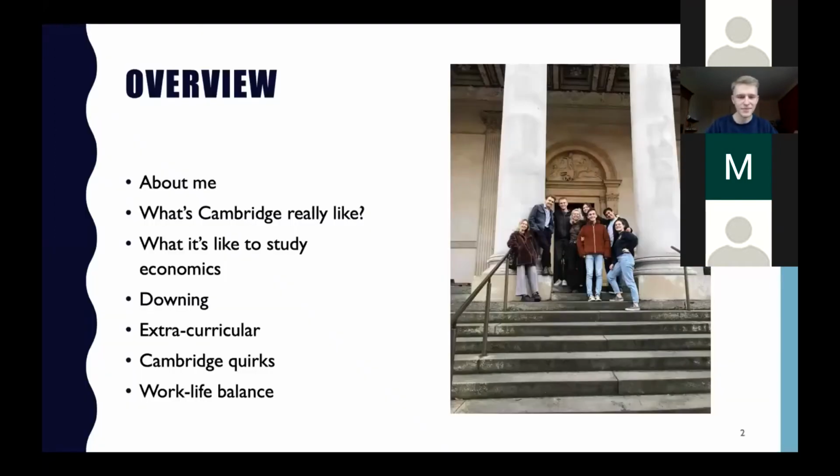So here's my overview. I'll talk a little bit about me, then I'll try and talk about what Cambridge is really like, because I think there are so many different impressions that people have. I want to give you an idea of what it's like once you've lived there for a couple of years and you get to know the place. I'm also going to talk about what it's like to study economics, and Michael's obviously already covered the course, but I want to give you some more little details on what it's like as a student.